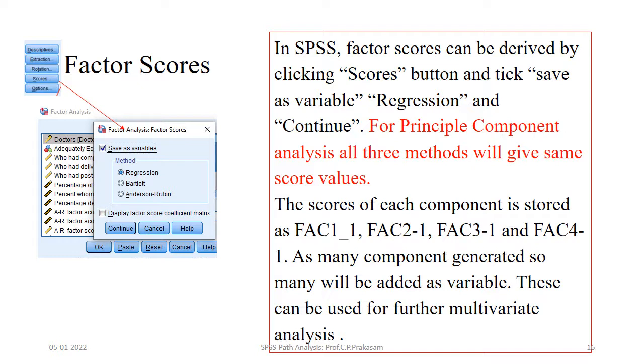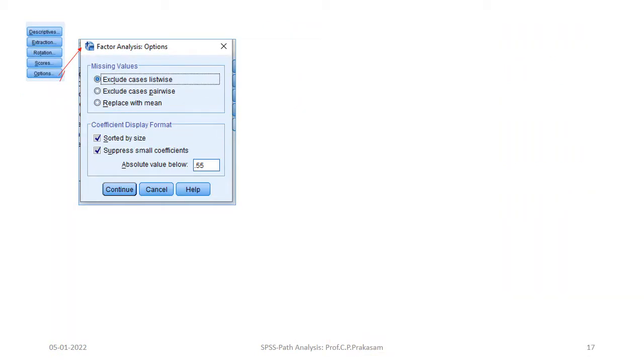But let us think that if you have 11 factors, it will be stored as 11. As many components are generated, that many variables will be added. That is most important. This can be used for further multivariate analysis, as a standardized score, and as a separate factor variable.